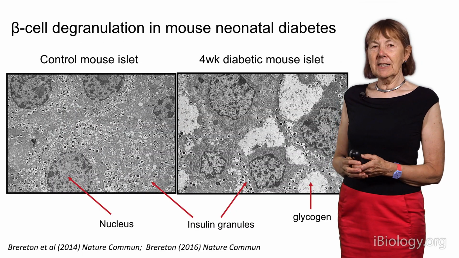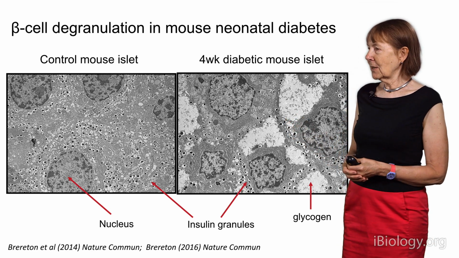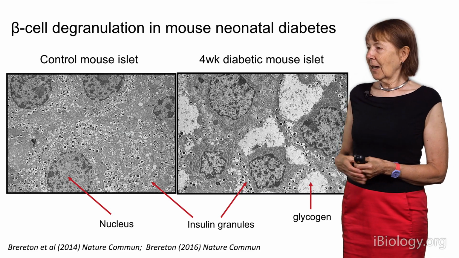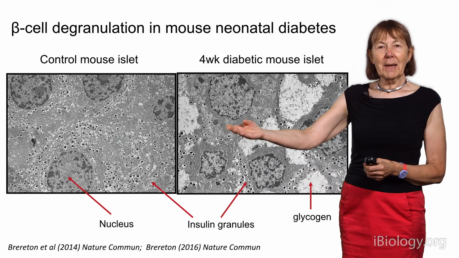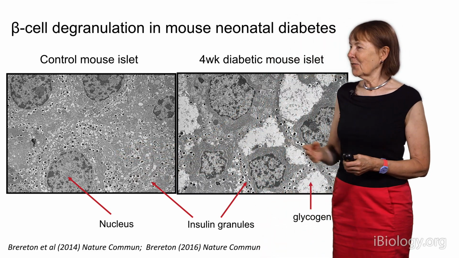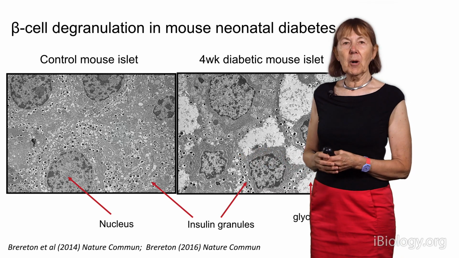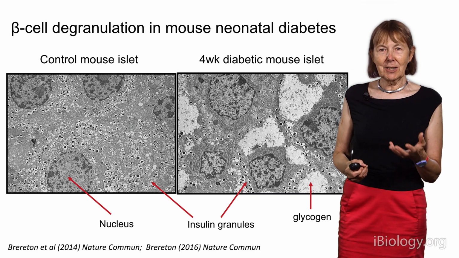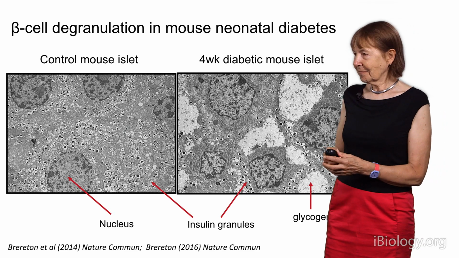And what you see here is degranulation. On the left, you see a control mouse islet, and on the right, you see an islet in a mouse that's had diabetes for 4 weeks. The nucleus is indicated, and you can see, I hope, that there are many, many granules here in the control. And after 4 weeks of diabetes, most of these insulin granules have disappeared. So one of the problems is that the insulin granules, the insulin content and insulin gene expression is turned down in response to high blood sugar.